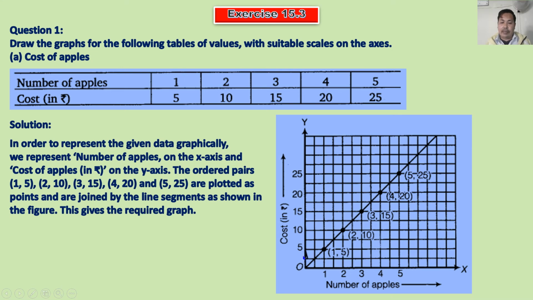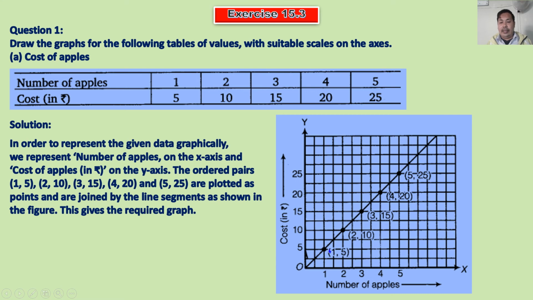Here it is up to you whether you want to take one box as 5 or two boxes as 5. That depends on you. Two boxes for 5, then four for 10, then another two for 15, another two for 20, another two boxes for 25. Like this you can take it. This is called the suitable scale. Suitable scale means on the x-axis every two units is one apple, and on the y-axis every two units is 5 rupees. So that is the scale.